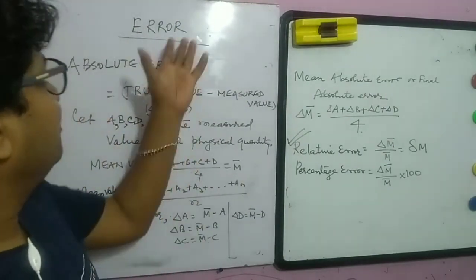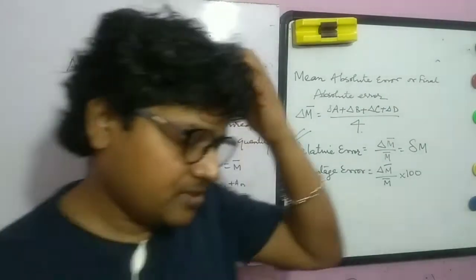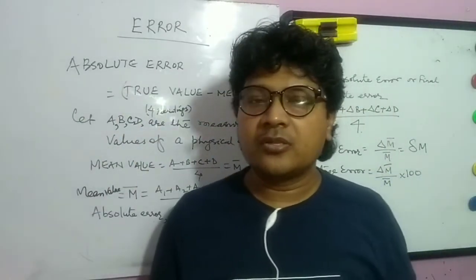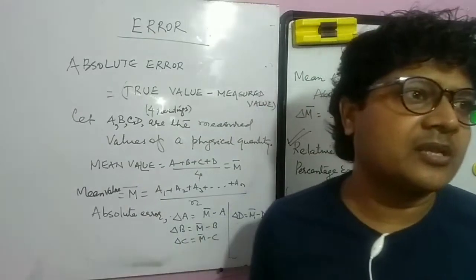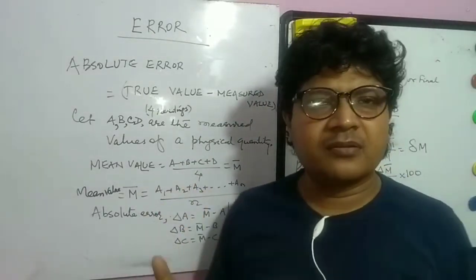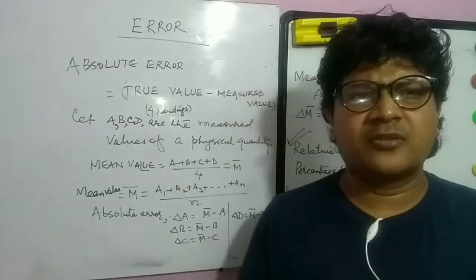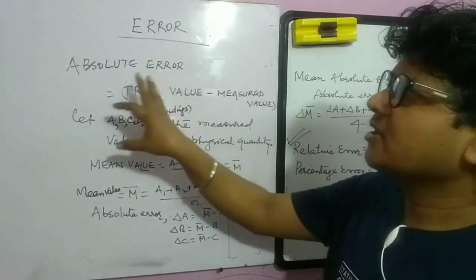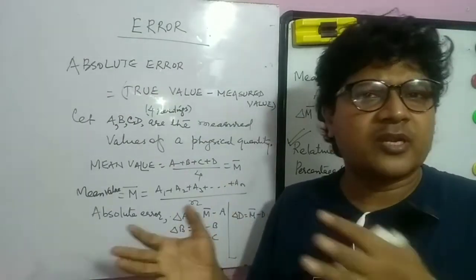So now the most important part, one, that is error calculation. Although we have covered this topic in class 12th, so I have taken more or less things from there, but this is the equation and this is the relation. Absolute error is equal to true value minus measured value.